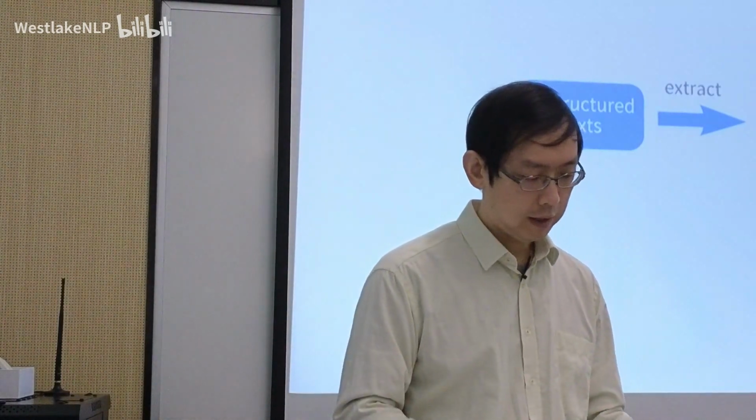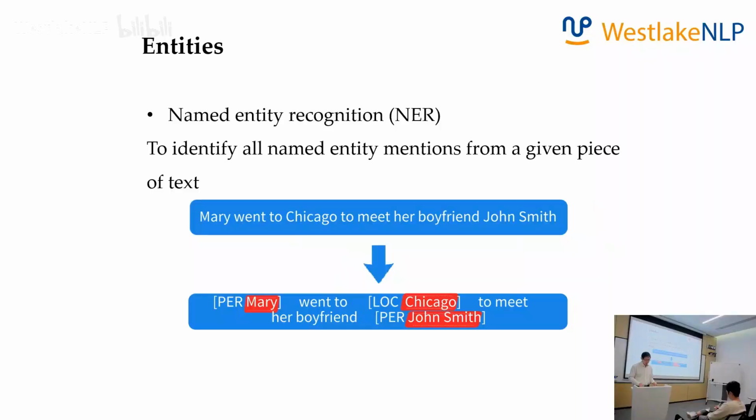So first look at entities. An important task is called named entity recognition. From news, you want to know what are the persons, locations, and organizations that are mentioned. These are the basic building blocks for further information extraction. But there is also named entity recognition in other fields, for example, bio-NER.